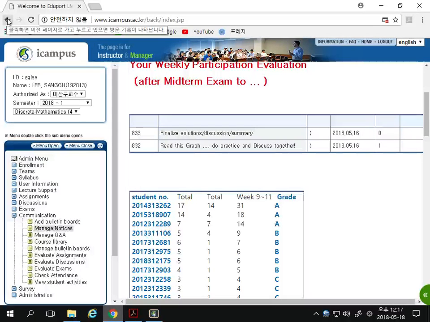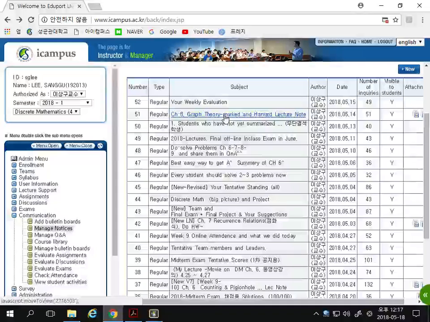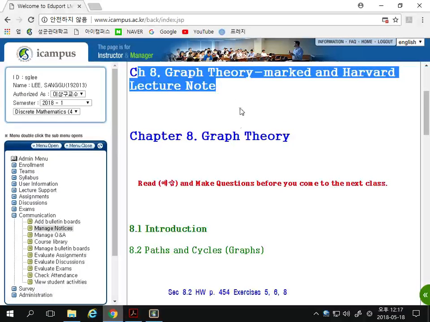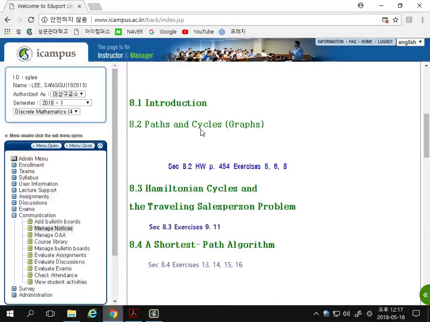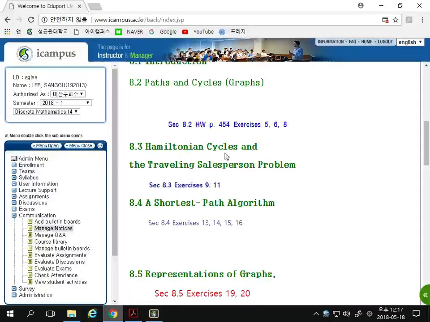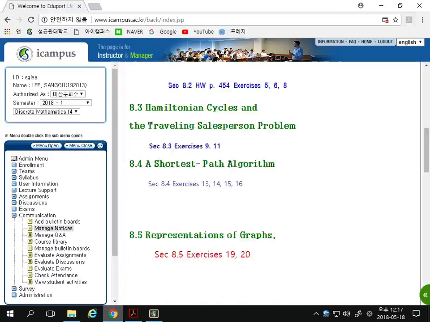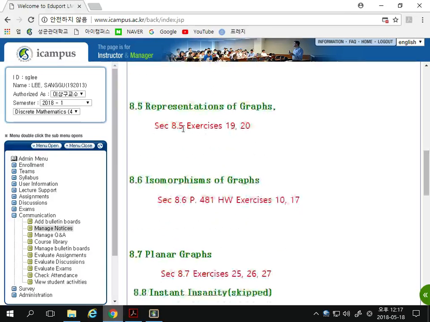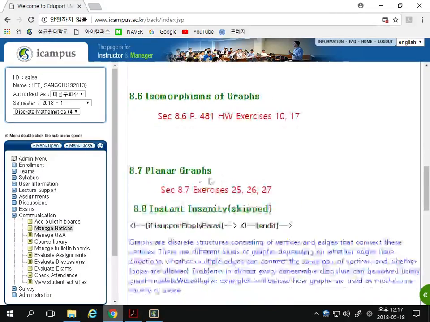So you're supposed to solve the problems or ask the questions and finalize the answer that you got from those discussions. And today we're going to cover chapter 8, graph theory. Here we will study paths and cycles, Hamilton cycles, traveling salesman's problems, shortest path algorithms, representation of graphs, isomorphism of graphs, and the planar graphs.